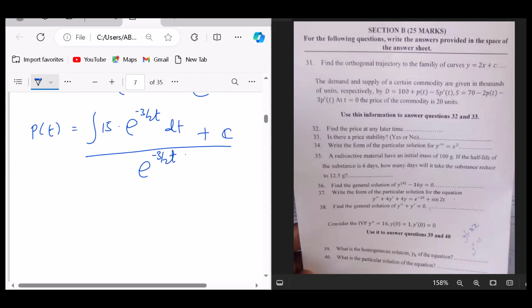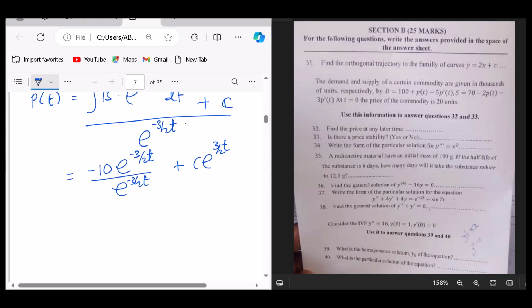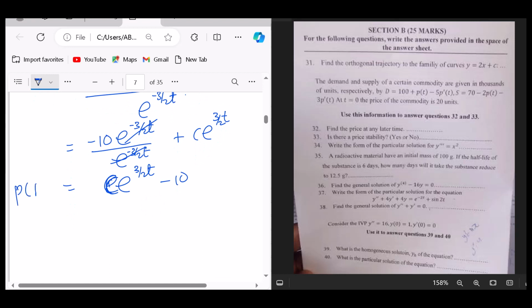So if we do the integration, here I'll just get negative 10 e to the power negative 3 over 2 t, all over e to the power negative 3 over 2 t, plus c e to the power 3 over 2 t, like this. And so this and this will go, so I get c e to the power 3 over 2 t minus 10. That's my p of t.